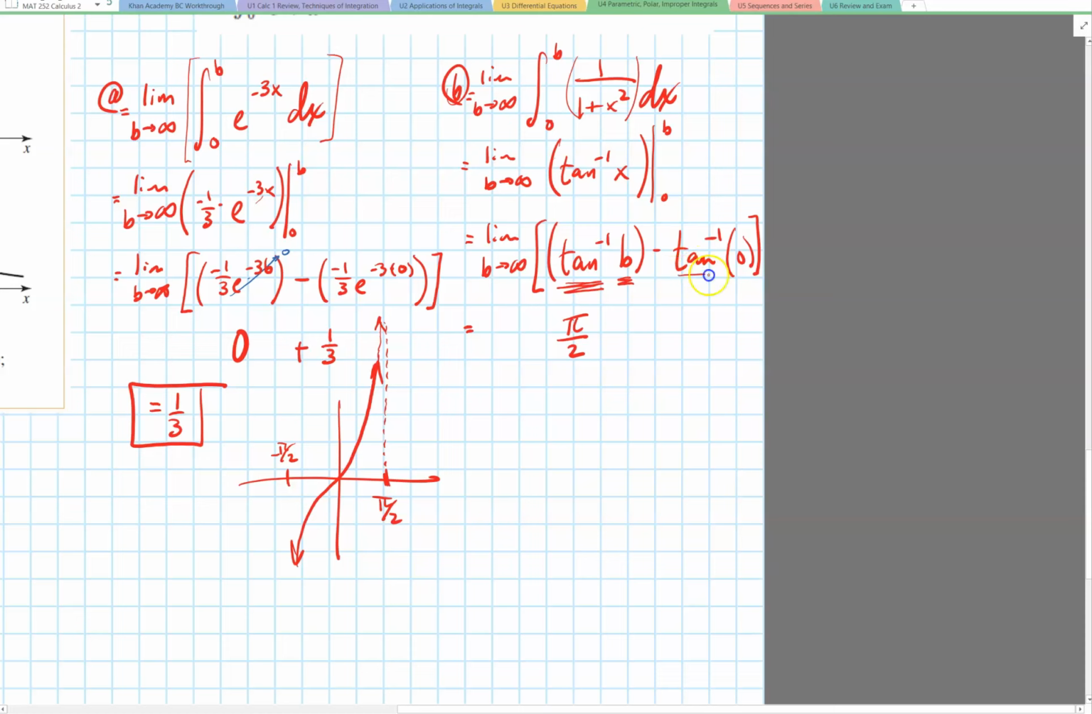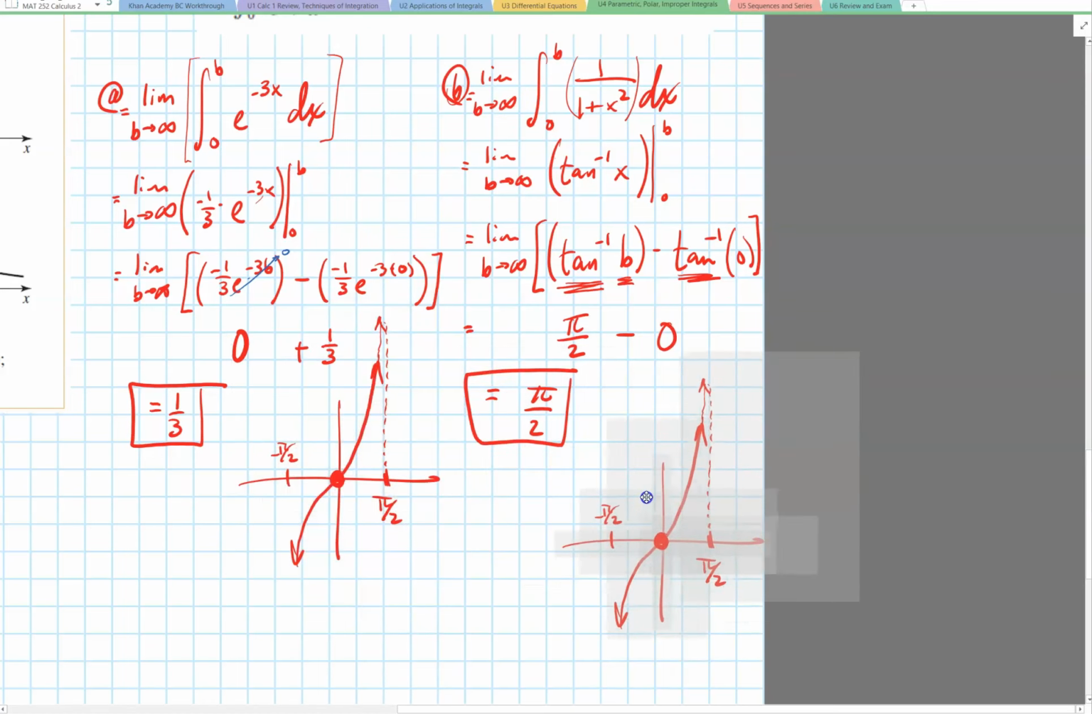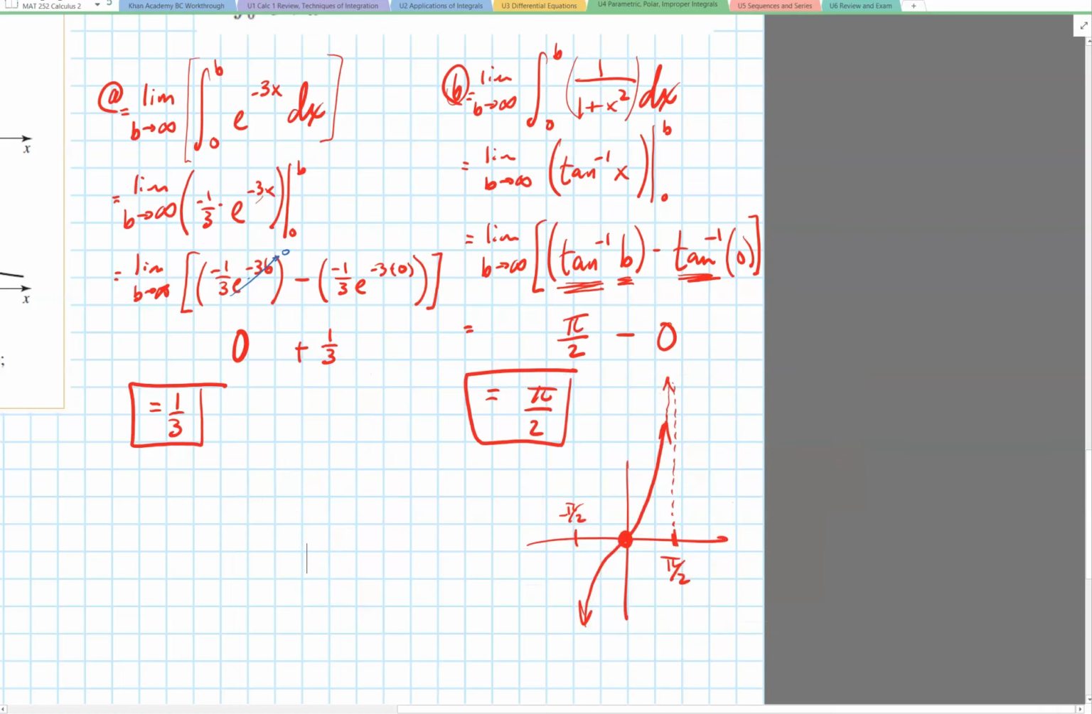Similarly, what angle is going to produce a result on the tangent function equal to 0? Well, the tangent function equals 0 when our theta, or when our angle value, is 0. So I'm going to say that as b approaches infinity, tangent inverse of b is pi over 2, and tangent inverse of 0 is 0. b is not really in effect here. And so I would argue that the area underneath this curve between 0 and infinity is going to be pi over 2. Actually, I'll just slide this drawing over instead of deleting it. Okay, so pi over 2 for part B.